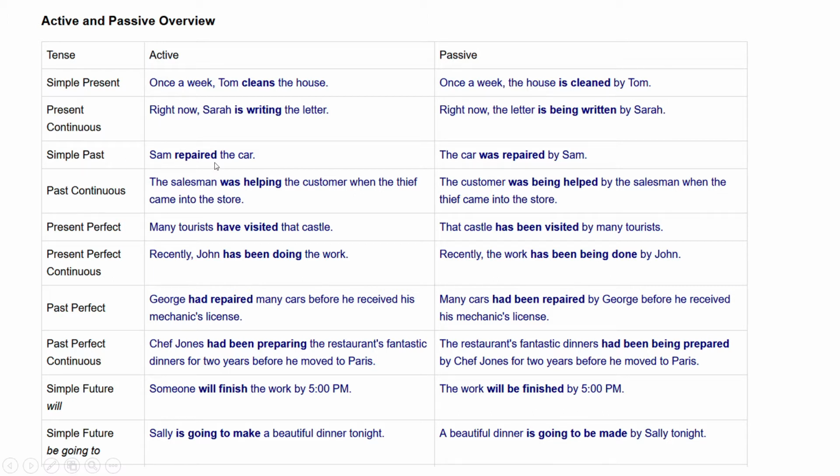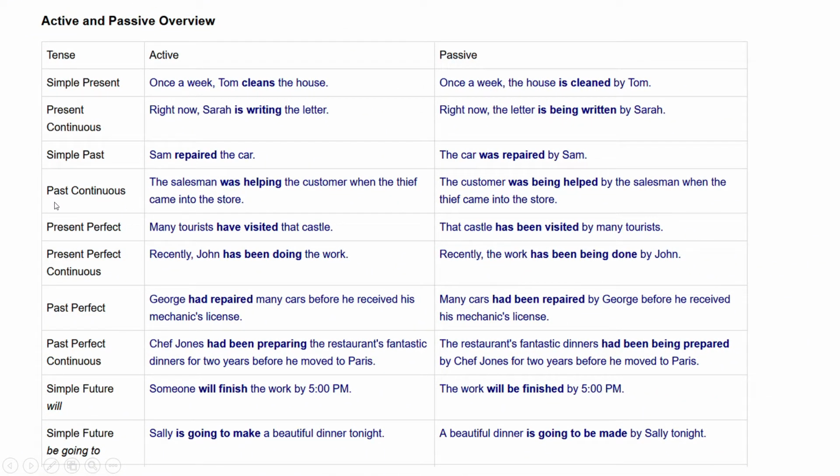Now I give you another example. Simple past. Sam repaired the car. The verb tense here is simple past. Therefore, the passive is either was or were. Because the subject here is the car, which is singular, then it uses was. Okay? If the cars is plural, yeah, if the subject is plural, the cars, so the passive form will be the cars were repaired by Sam. Okay, it's only a matter whether the subject is singular or plural, and then whether the verb tense is simple past, simple present, alright, or other verb tenses.